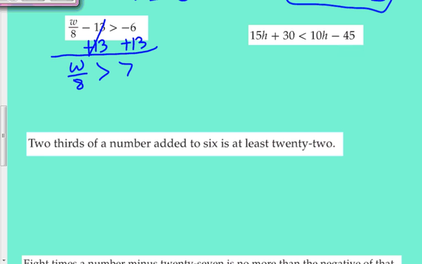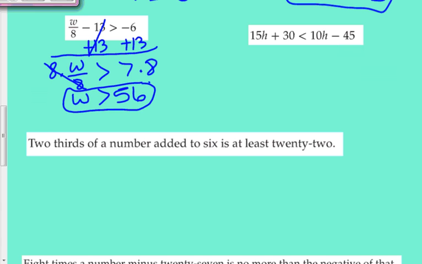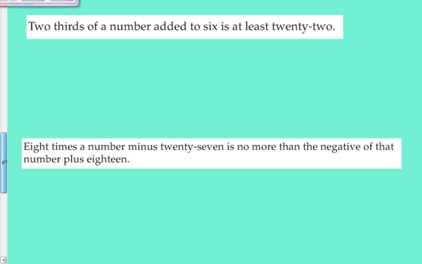And when you have a number in the denominator or a number being divided, the opposite is to multiply it away, both sides. 8's cancel here, leaving W greater than 56. We are finished here. Now we're going to do some word problems.